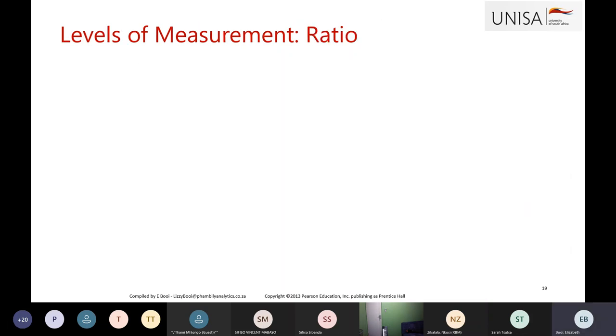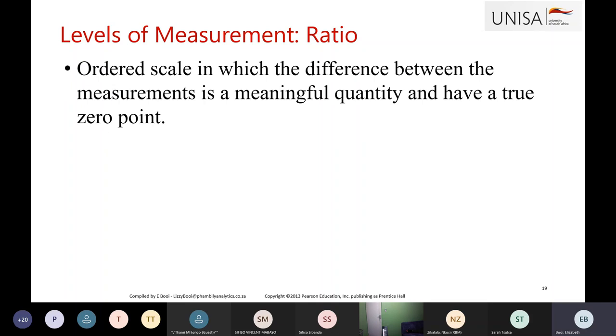Then the last level, which is at the highest order, is your ratio. A ratio, similar to interval, is an ordered scale, and you are able to calculate the difference between the measurements, and it has a true 0 point. If you have zero, it means either you do not exist, or that thing does not exist, or has never been born, or it's finished. So if you have zero stock, it means you don't have stock. Your stock is finished. If you are born and I don't know, if it's zero born, there is nobody with an age of zero, so it means that person has never been born.